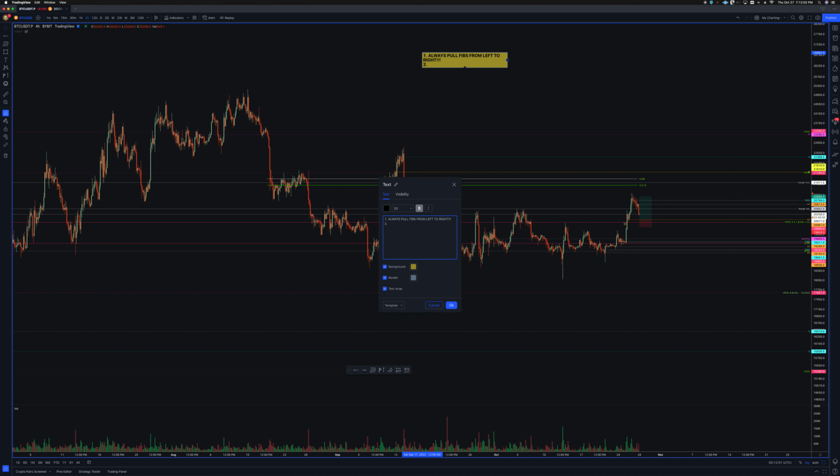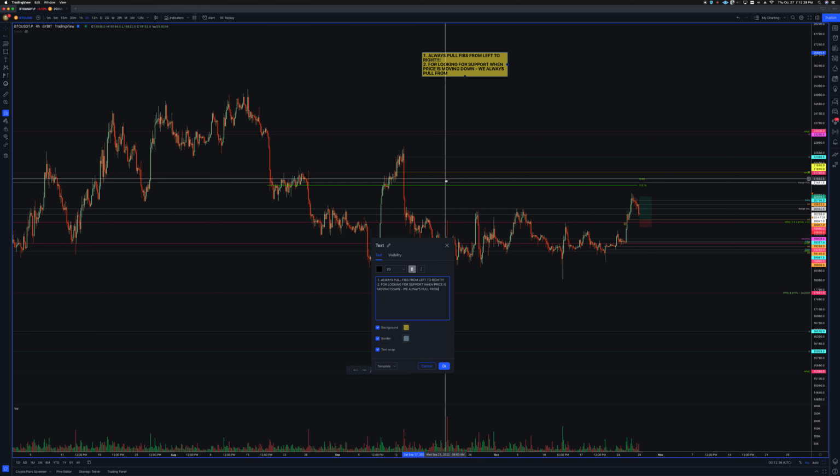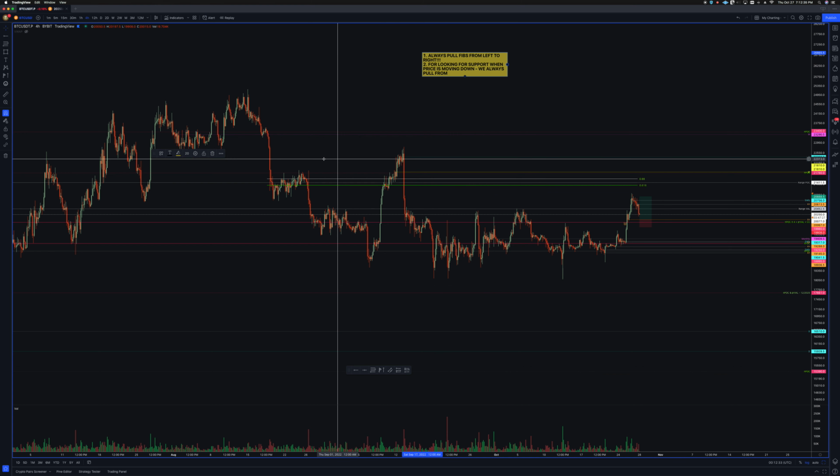Okay, for looking for support when price is moving down, meaning price is coming down, and you're like, where is this going to be bouncing from? We always pull from... And you know what? The easy way to know is just if the 0.66 is on top, then that is resistance. If the 0.66 is on the bottom, that's support. And that's an easy way for me to put this, so watch.